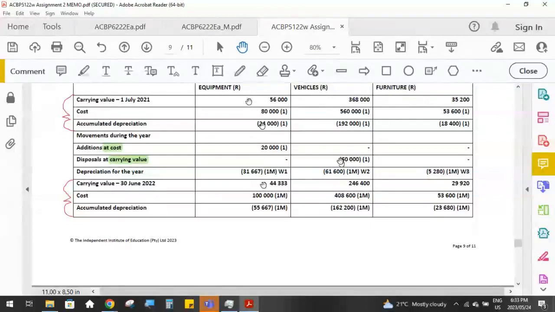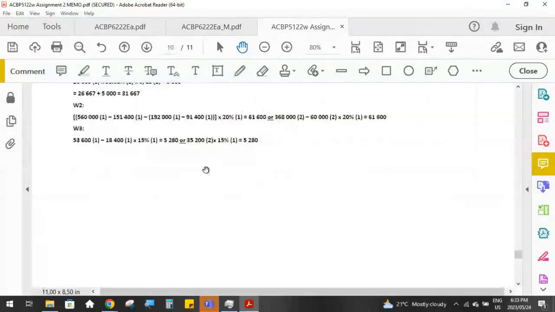Then the vehicles, this was where we sold a vehicle. So workings 2, this is for our vehicles.